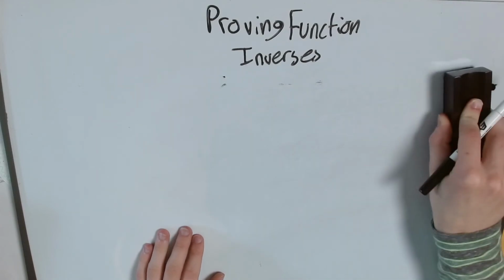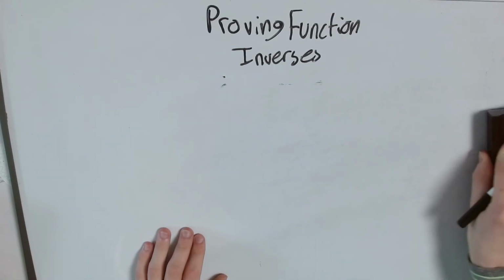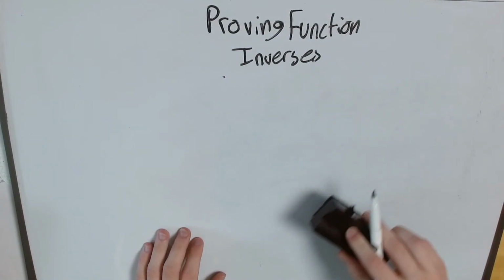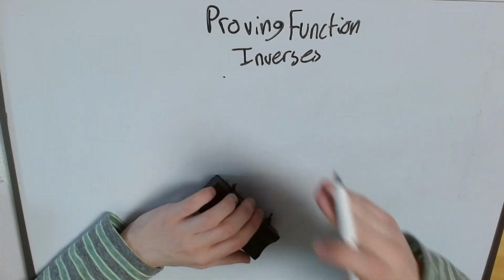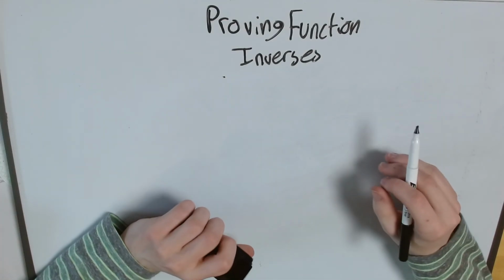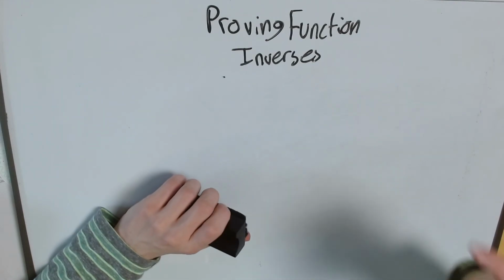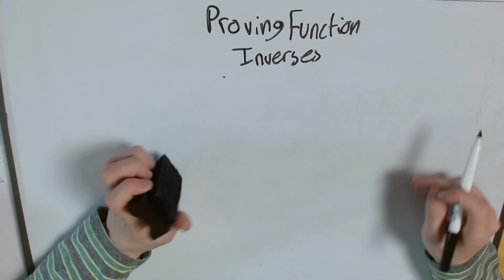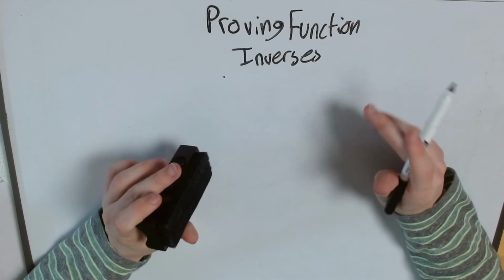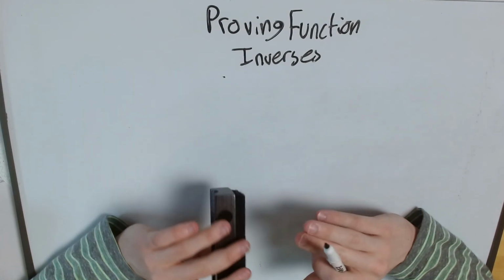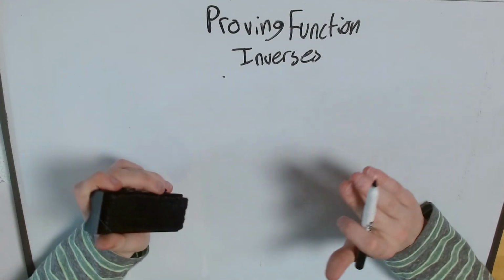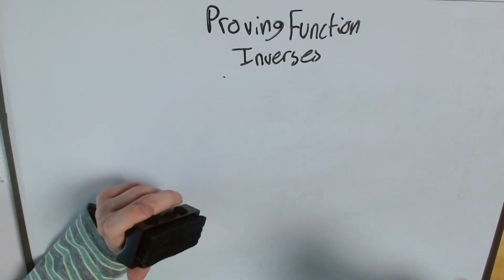So whenever you've done the math and found a function's inverse, but you want to be sure, remember the identity rule. F of g of x and g of f of x should both be equal to x, because if they are, they're inverses. If either one of them or both aren't equal to x, they are not inverses. And that's how we prove that certain functions are inverses.